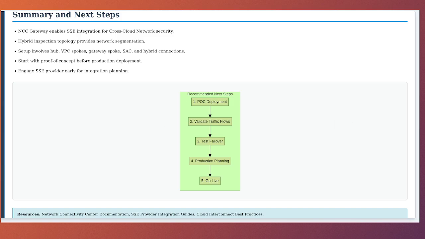This lets you validate the configuration, test traffic flows, and familiarize your team with operations before production deployment. Review the Network Connectivity Center documentation for the latest features and updates. Engage with your secure service edge provider early to plan the Secure Access Connect integration. Consider your long-term architecture needs, including multi-region deployment for geographic coverage and capacity requirements for growth.